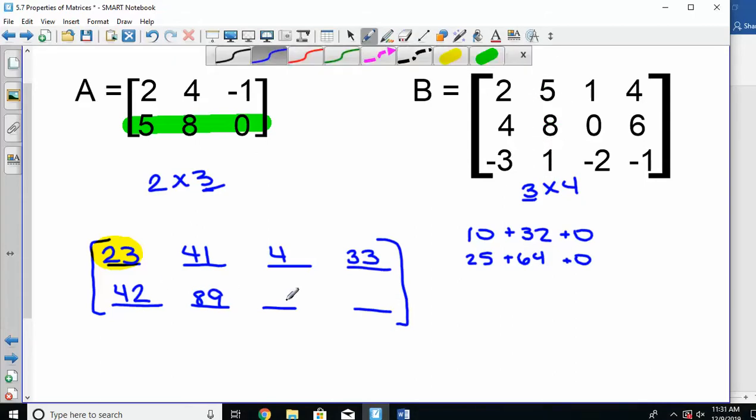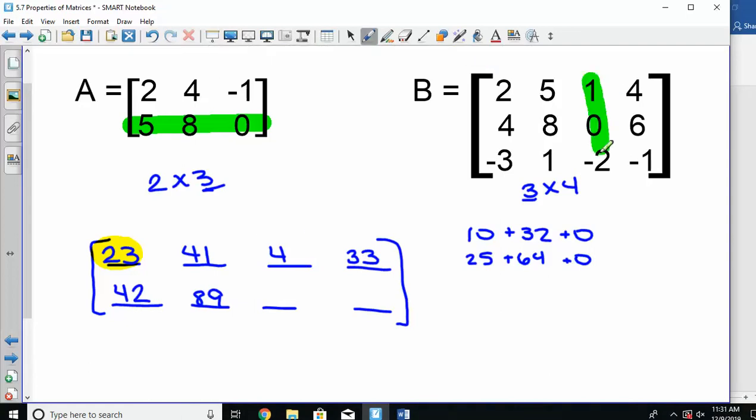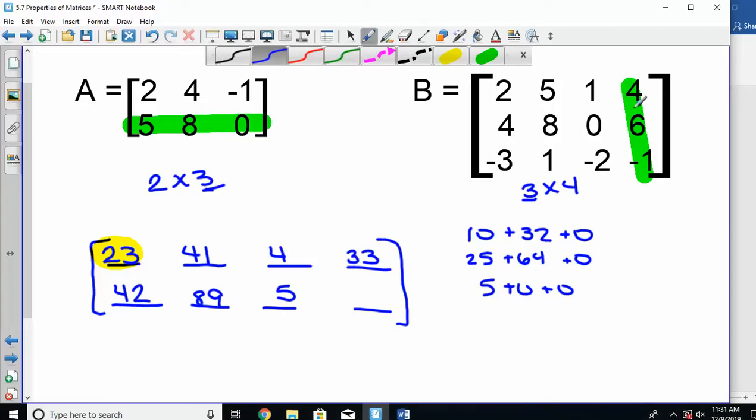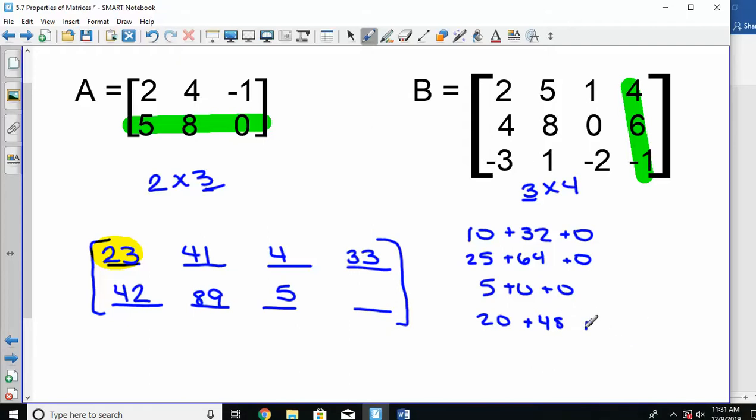Row 2, column 3. Row 2 times column 3. 5 times 1 is 5. 8 times 0 is 0. 0 times negative 2 is 0. We get a 5. Last one, row 2, column 4. So row 2 times column 4 gives me 20 plus 48 plus 0, and we get 68.